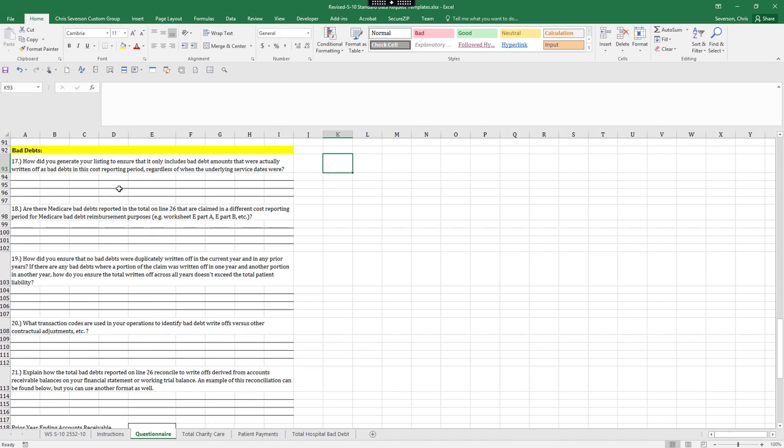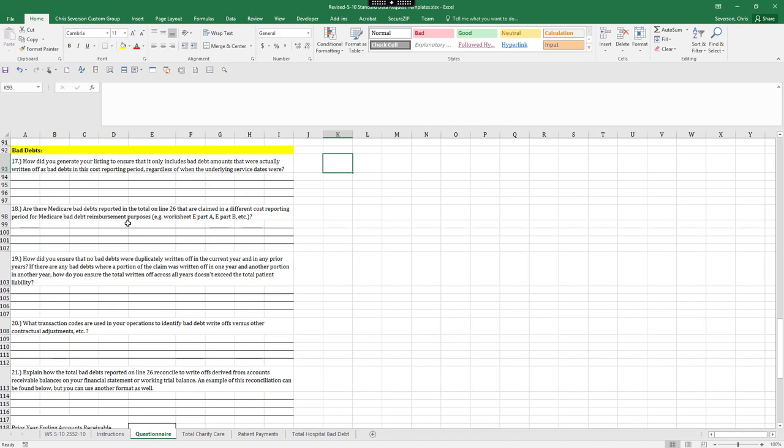Question 17. Now we're dealing with the bad debts. How did you generate your listing to ensure that it only includes bad debt amounts actually written off as bad debts in this cost reporting period, regardless of when the underlying service dates were? Again, we need some narrative there.